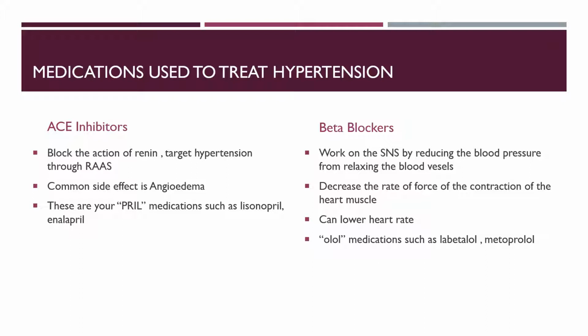Next, we have beta blockers. Beta blockers work on the SNS by reducing the blood pressure from relaxing the blood vessels. They can decrease the rate and the force of the contraction of the heart muscle. This will lower the heart rate.